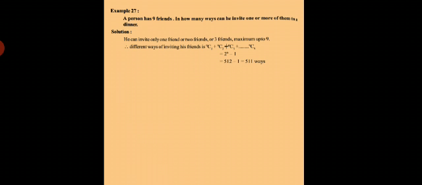One more example. A person has 9 friends. In how many ways can he invite one or more of them to a dinner? Students, you do remember, a person having 9 friends may call one friend for a party, or 2 friends, 3 friends, or he may call all friends. Therefore, the different ways of inviting his friends is equal to 9C1 plus 9C2 plus 9C3 up to 9C9.